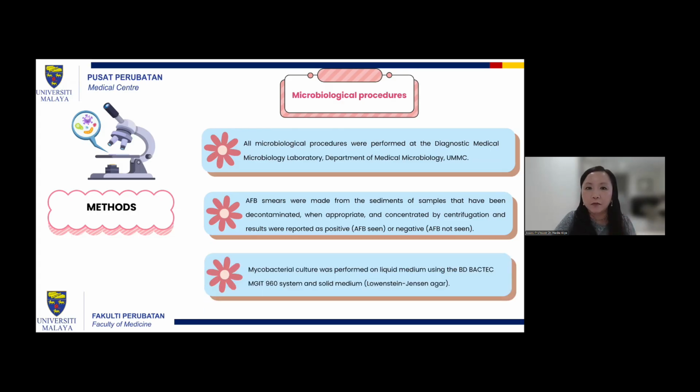And obviously, we performed mycobacterial culture because that was the reference standard test used in the study. Mycobacterial culture was performed on both liquid and solid media as per recommendations by international guidelines on the laboratory diagnosis of TB.